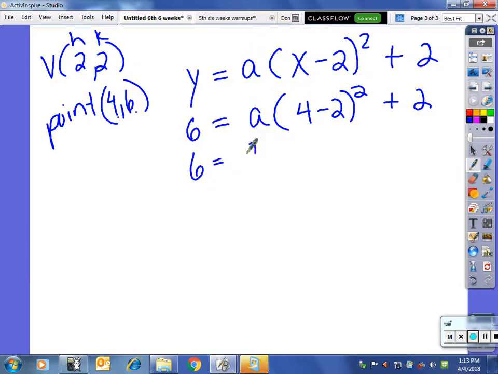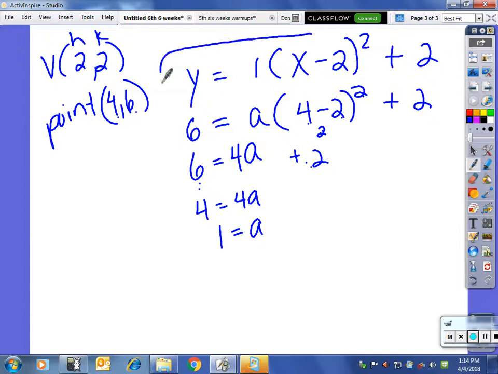6 equals A. 4 minus 2 is 2. 2 squared is 4, so it's 4A plus 2. Subtract 2. 4 equals 4A. A equals 1. So I'm going to go up here and put A as 1. Now, if A turns out to be a 1, they probably wouldn't even write anything at all. So there is one of my answers right there.